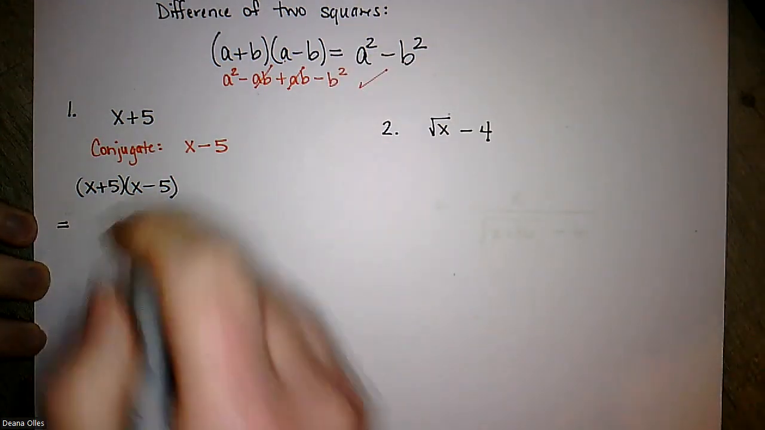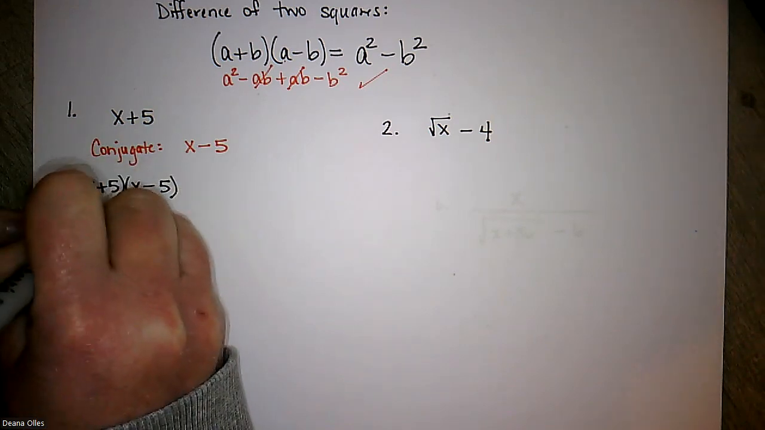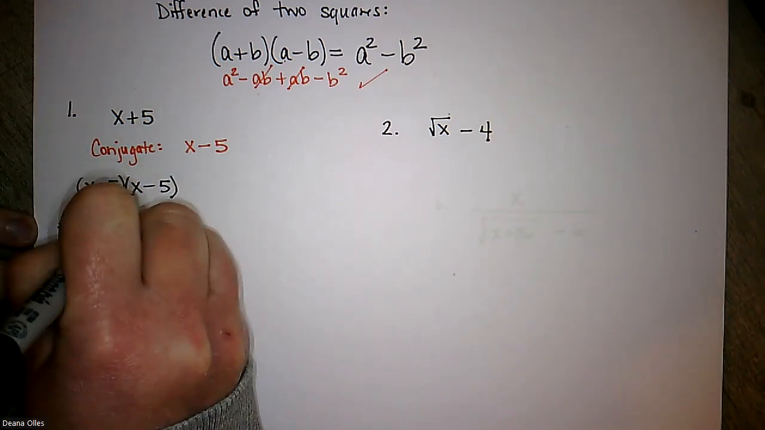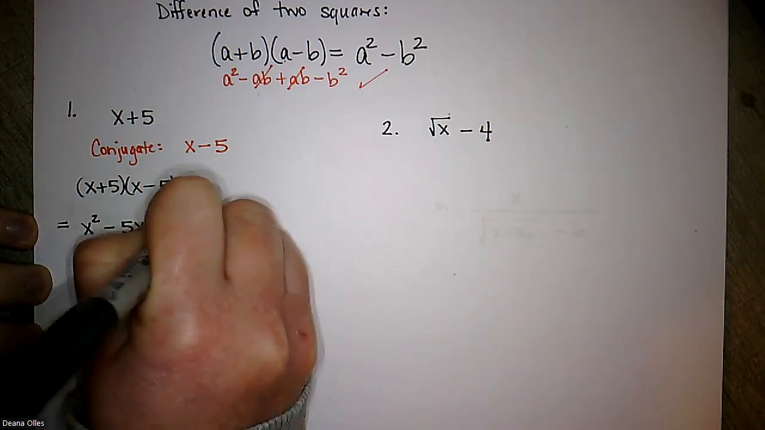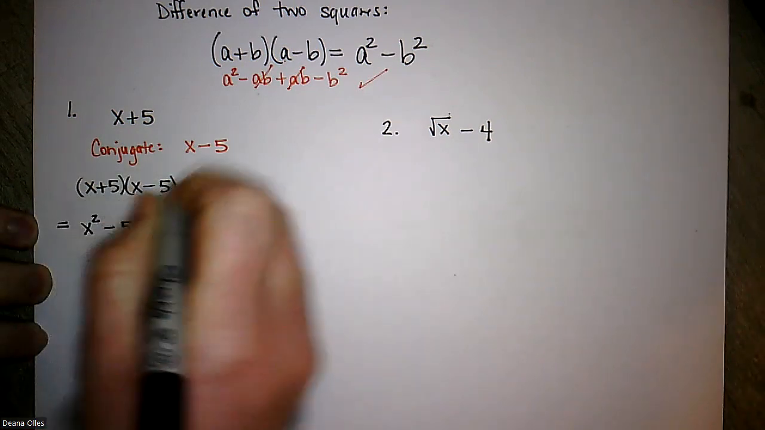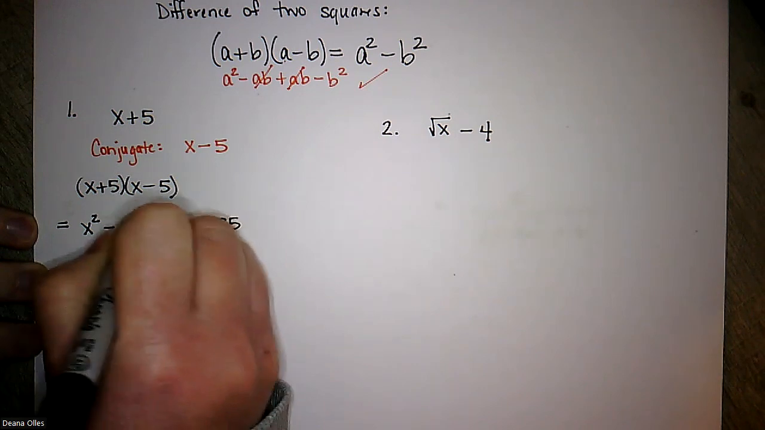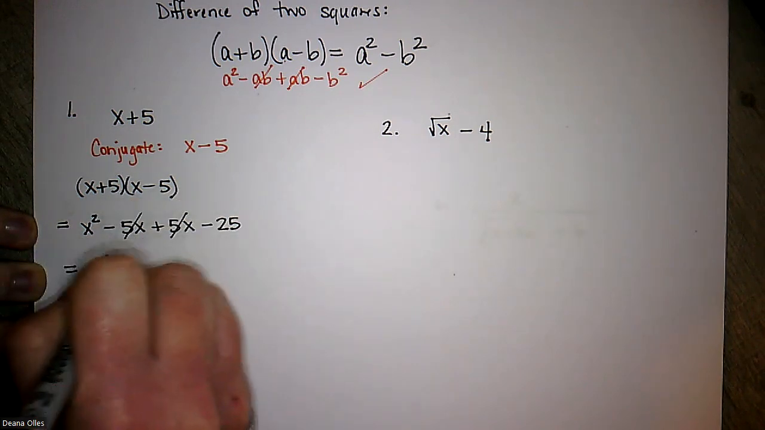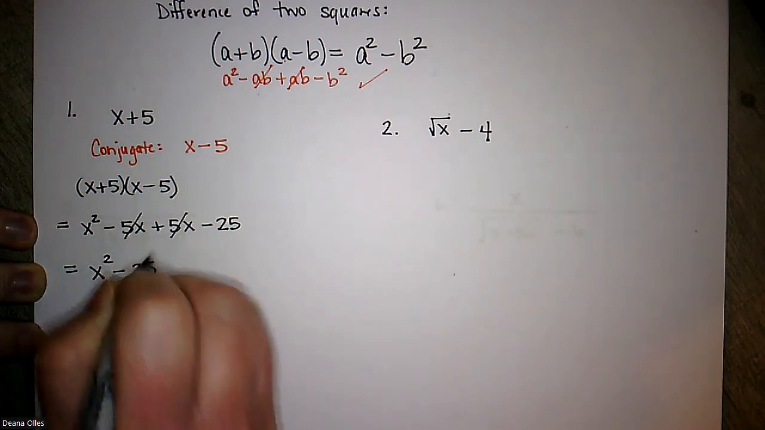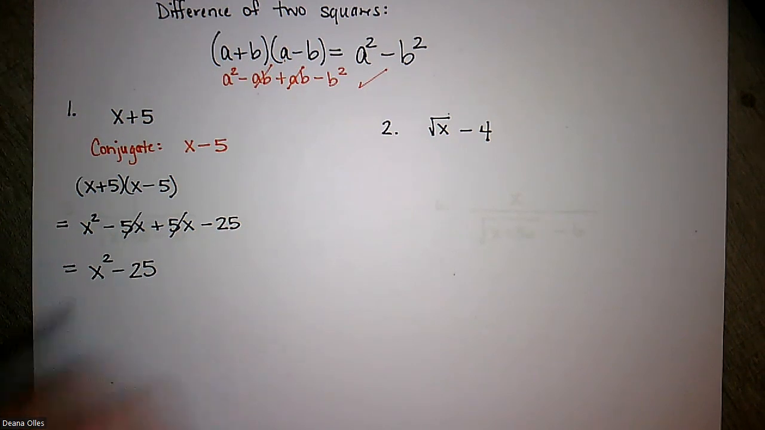But maybe you don't see that right away and you go ahead and start distributing. x times x, you got x squared. x times negative 5, negative 5x. x times positive 5, positive 5x. And then 5 times negative 5, negative 25. But then negative 5x plus 5x cancels, and there we have it, difference of two squares. The square of x, the square of 5 in a difference.